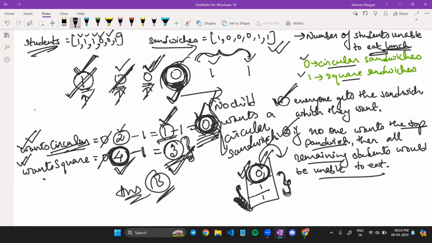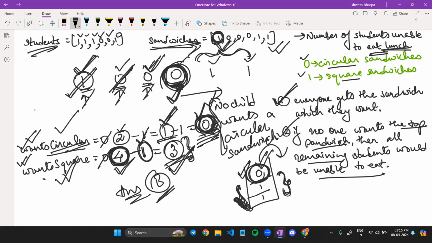Now I hope the solution is clear to you all, that what we are doing is first finding out the count of the students who want a circular sandwich and the count of the students who want a square sandwich. And what will we do after that? After that, we'll iterate over this sandwiches array and check what the top element is. If the top element is a square sandwich, we will check whether there exists a child who wants a square sandwich. If there exists such a child, we'll assign this sandwich to that child and decrement the frequency by 1. Why? Because one child was given his order, right? So that's why we decrement the frequency by 1.